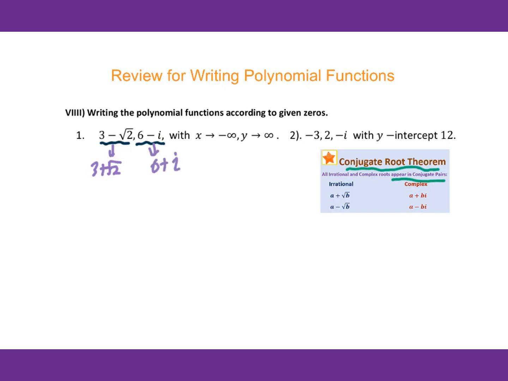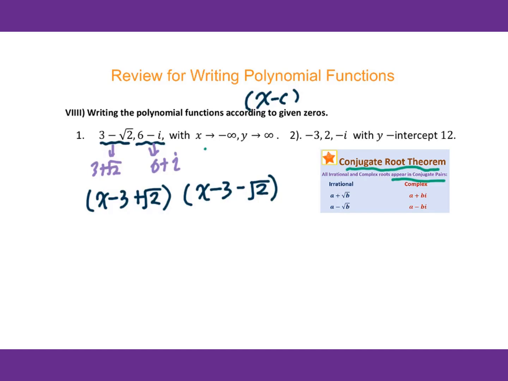We will write down the factoring form for each root. We got x minus 3 plus square root of 2. Remember, x minus c is a factor form, so get the opposite for each term. You will get x minus 3 minus the square root of 2. For complex roots, we got x minus 6 plus i, then x minus 6 minus i.